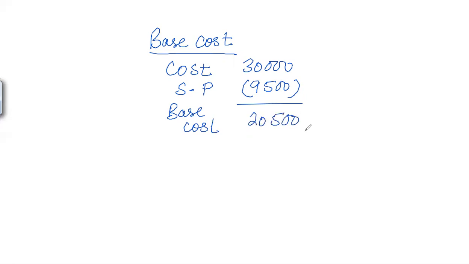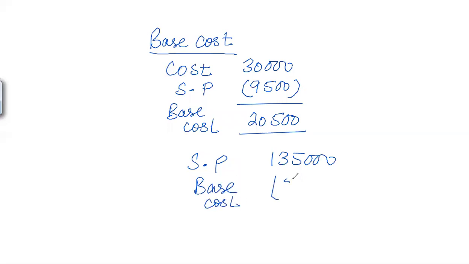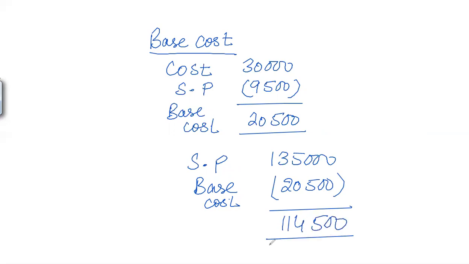Now on the subsequent disposal, you have to identify the selling proceeds, that is 1,35,000, and the base cost. Deduct this base cost, 20500, from this. So you will get a figure of 114,500, the chargeable gain.